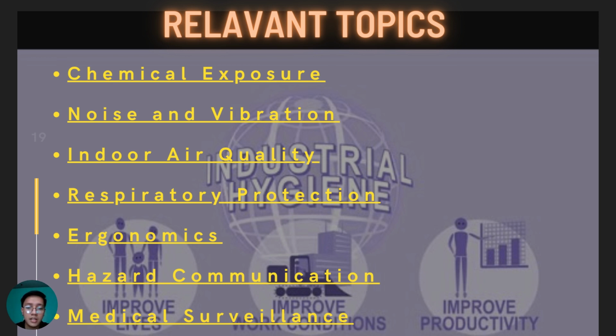Number 6 is hazard communication. This topic covers the communication of hazard information to workers. It includes safety data sheets, labels, and trainings. And lastly, medical surveillance. This topic covers the monitoring of workers' health, including pre-placement and periodic medical exams, and the monitoring of exposure to hazardous substances. These topics are all relevant to industrial hygiene and are essential for protecting workers' health and safety in a variety of workplaces, including manufacturing, construction, healthcare, and others.